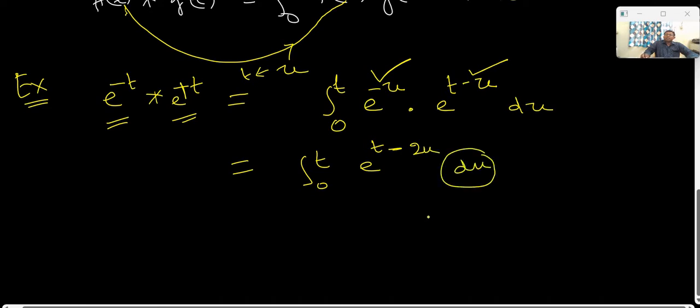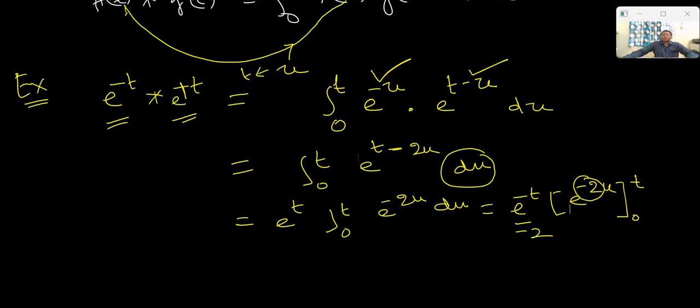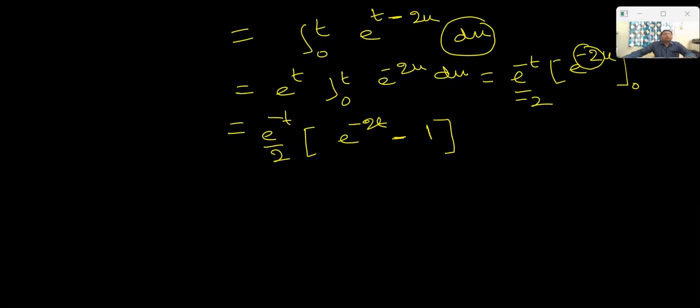The variable of integration here is u, so you can take e to the power t out. So the integration is of 0 to t e to the power minus 2u du. This is equal to e to the power t, and you integrate it: e to the power minus 2u from 0 to t, divided by minus 2. So this will be equal to e to the power t times e to the power minus 2t minus 1, divided by minus 2.